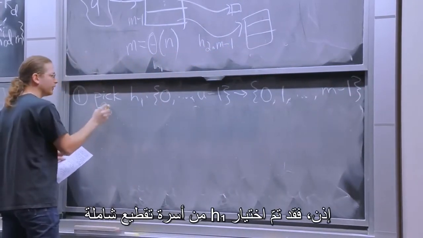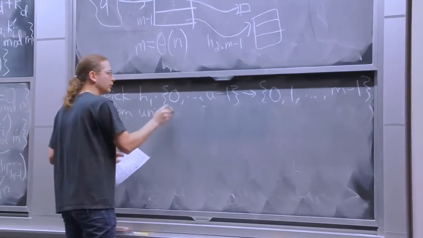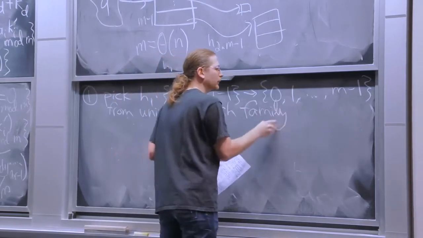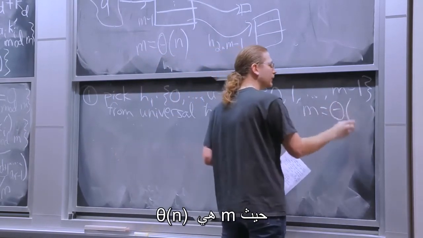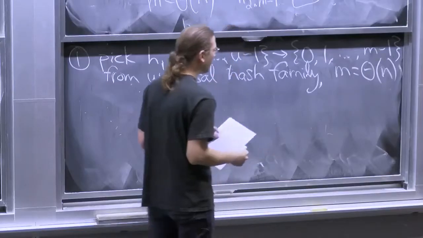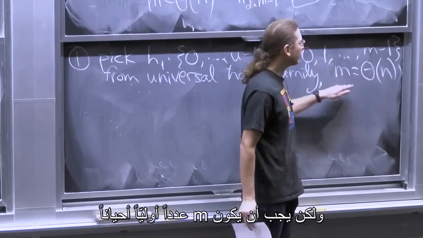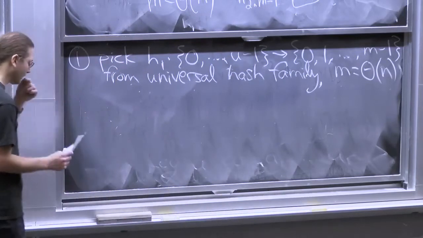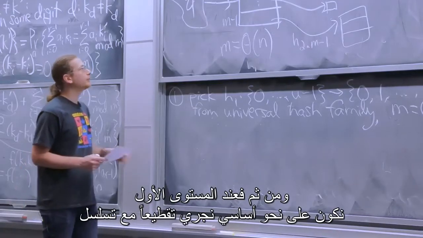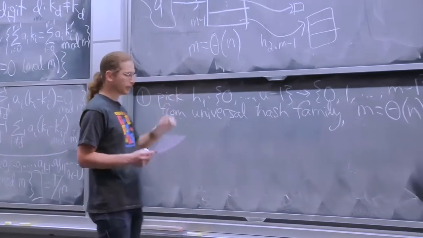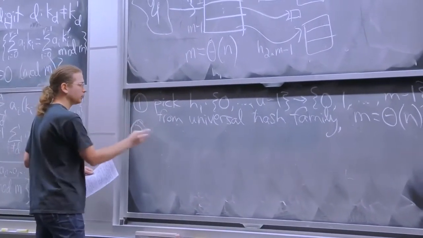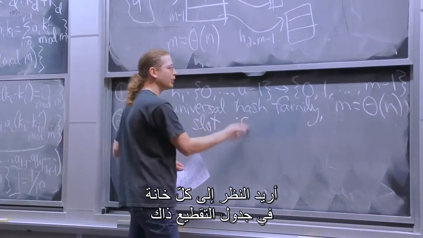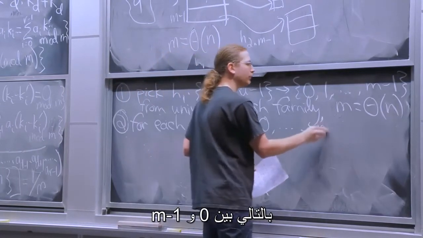So h1 is picked from a universal hash family, where m is theta of n. I mean, I could say m equals n, but sometimes we require m to be a prime, so I'm going to give you some slop in how you choose m, so it can be prime or whatever you want. And then at the first level, we're basically doing hashing with chaining. Now I want to look at each slot in that hash table, between 0 and m minus 1.